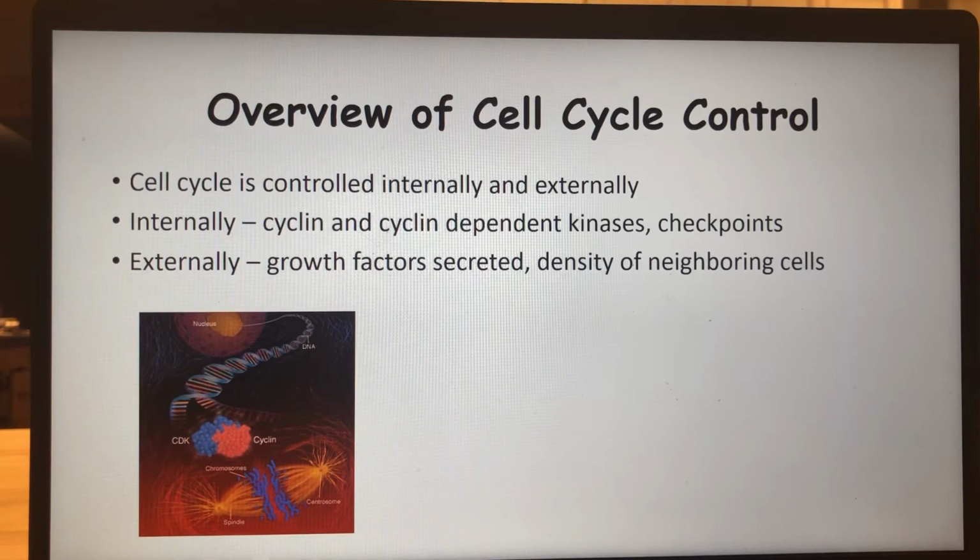Externally, you have growth factors. We're going to go into that a little later. And a thing where it basically can check the density of the neighbor cells. This is a picture showing the cyclin and the cyclin-dependent kinases. Your book does a very good job of describing this. Cancer cells usually don't exhibit either of these.